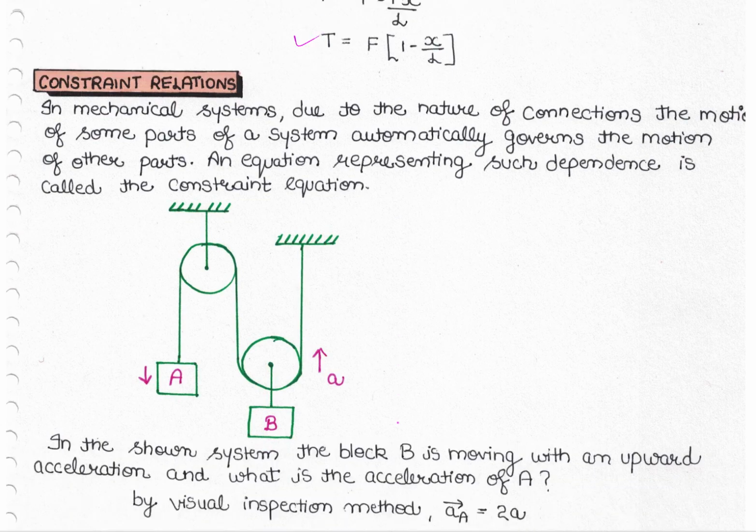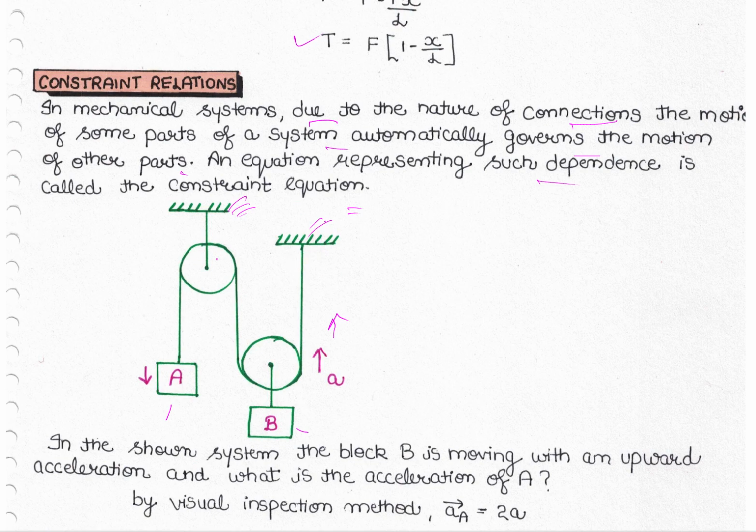Okay. Now constraint relation. In a mechanical system, due to the nature of the connection, the motion of some parts of a system automatically governs the motion of the other parts. An equation representing such dependence is called the constraint of motion. Okay, and if you have a situation like this, this is the mass A, this is the mass B, and this is the acceleration along this direction, and this is the surface.